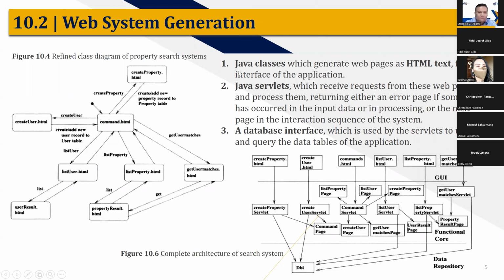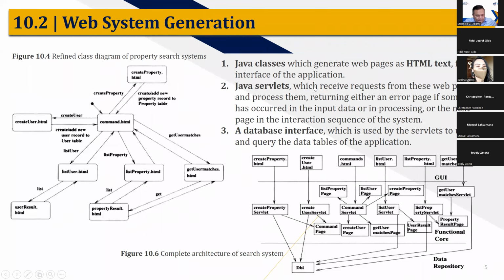So number one, Java classes, which generate web pages as HTML text. HTML is one of the web design scripts. These are one of the pioneers of all the scripting languages that were available during the early development of web systems and designs.